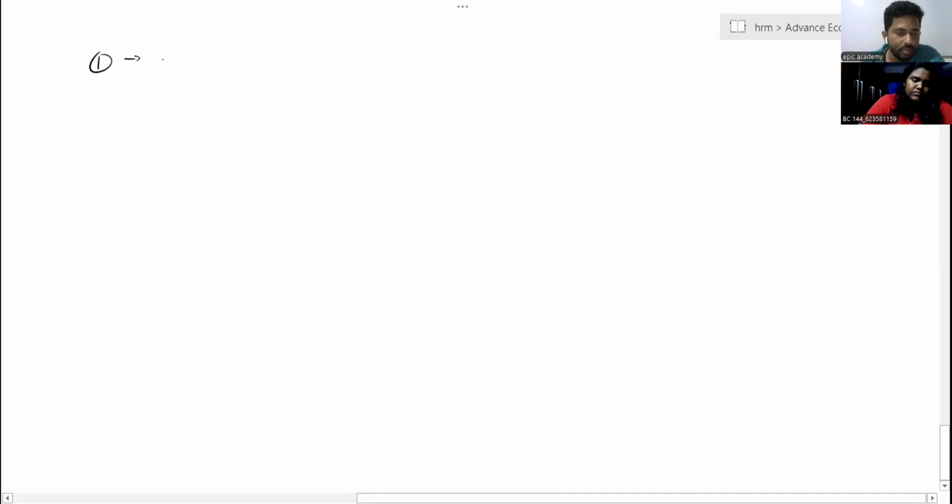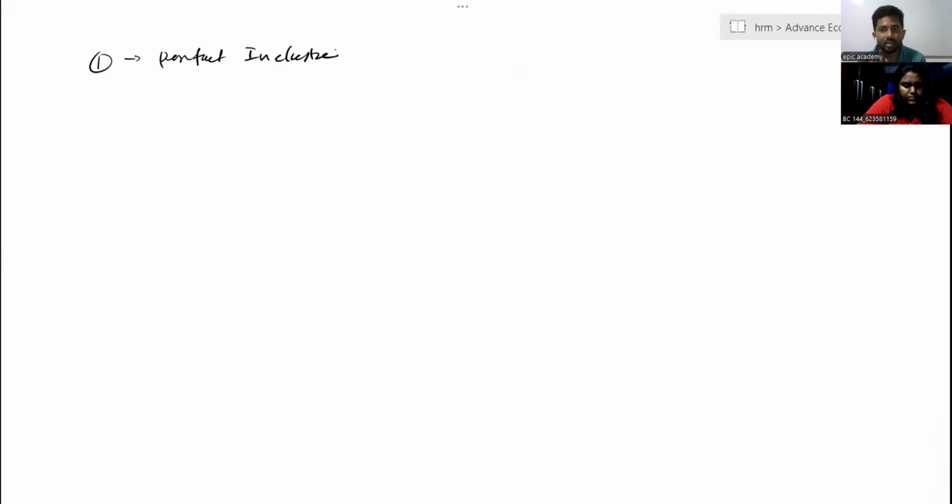First one is perfect inelastic. Elastic, the opposite word of elastic, is inelastic. Inelastic means not going to change. Elastic means going to change. Right? Perfect inelastic, definitely not going to change.